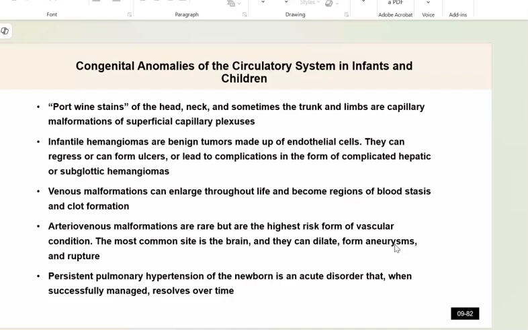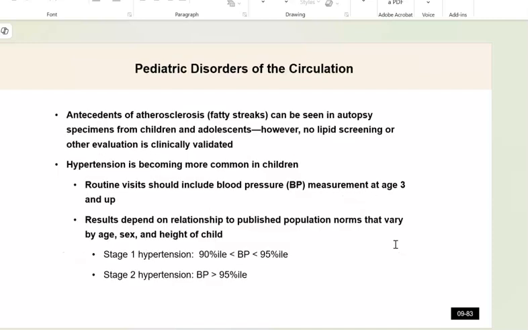I'm not going to go through and talk about all of these because this is pretty straightforward, just reading it in your book. The slides here give you a nice review.